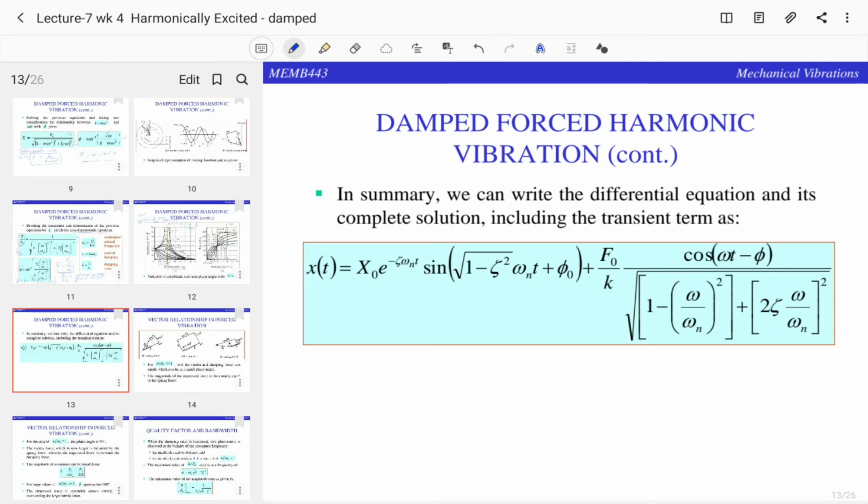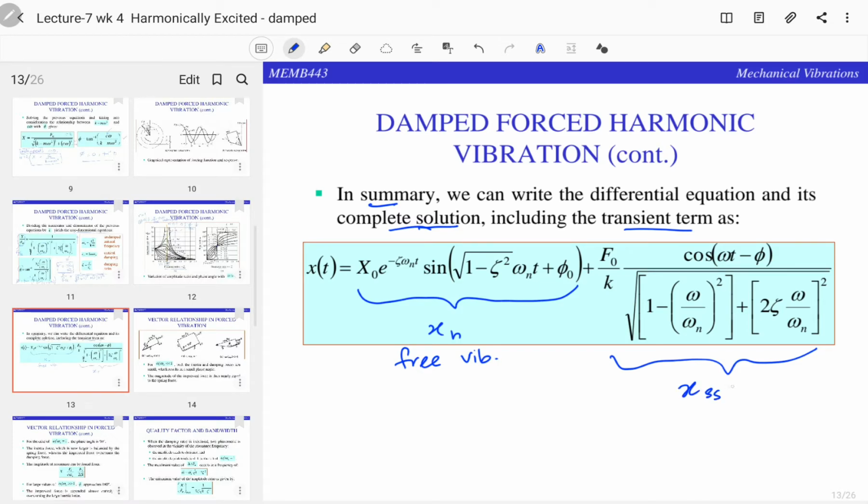So in summary, we can write the differential equation and its complete solution, including the transient term. Remember, the complete solution consists of the free vibration part, or your x_h. So this is free vibration, and this part is what we call the steady state, which is also the particular solution.